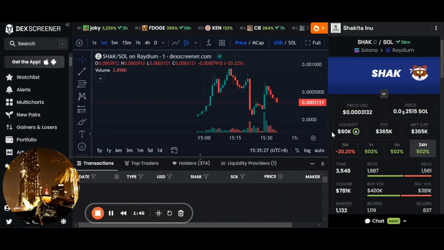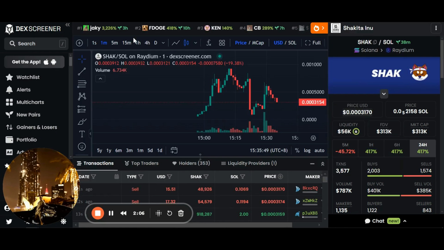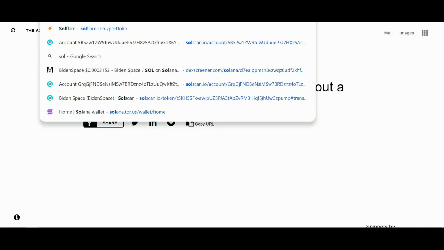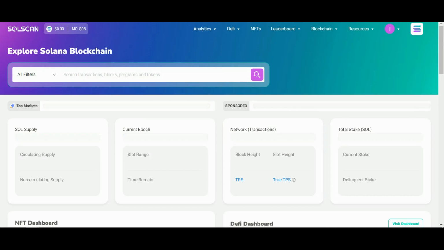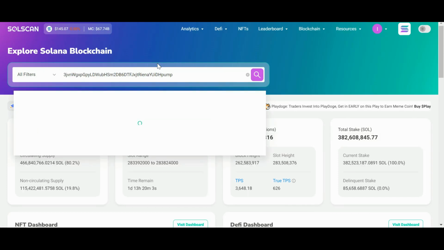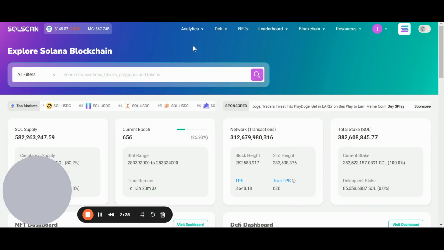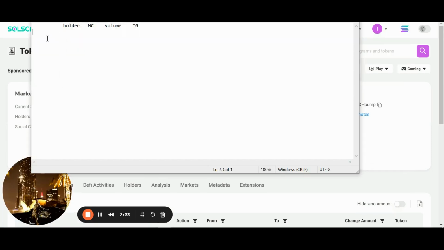So create a notepad and create a small table: holders, market cap, volume, and Telegram followers. What we had when we first entered, and by the way, it's important that you use SolScan to see the amount of holders of the contract, because Dex Screener, Bird Eye, and these are often inaccurate. So you take the contract address, come over to SolScan, punch it in, and you can see that there's 483 holders. So you write that down.